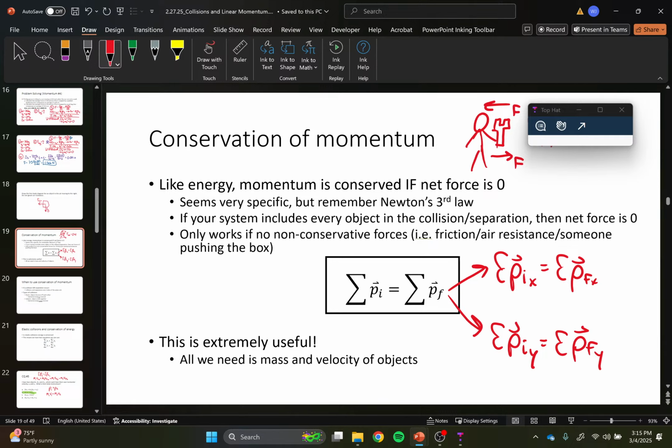So yeah, long story short, if you have two things colliding, you can assume in this class that this is true. It is a vector, so notice I wrote it two different ways. You've got to add up all your x momentums in the beginning equals all your x momentums at the end. You add up all your y momentums in the beginning, equals all your y momentums at the end. And that's all we're going to do for the rest of the class, just practice building this equation.